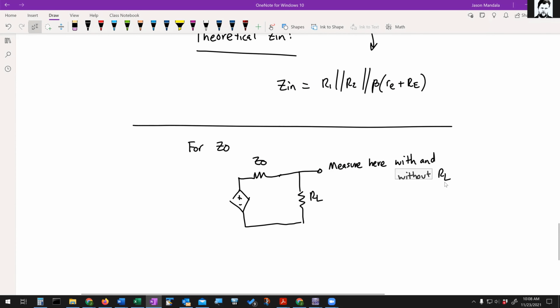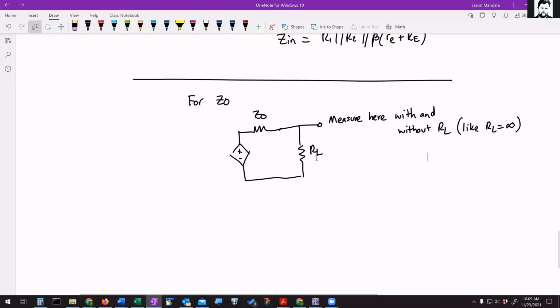But basically, when we measure without RL, that's essentially the same thing as RL equal to infinity, when RL is an open circuit. So when it's not even there, it looks like an open circuit. Then when you attach a known value there, obviously it's not an open circuit anymore.